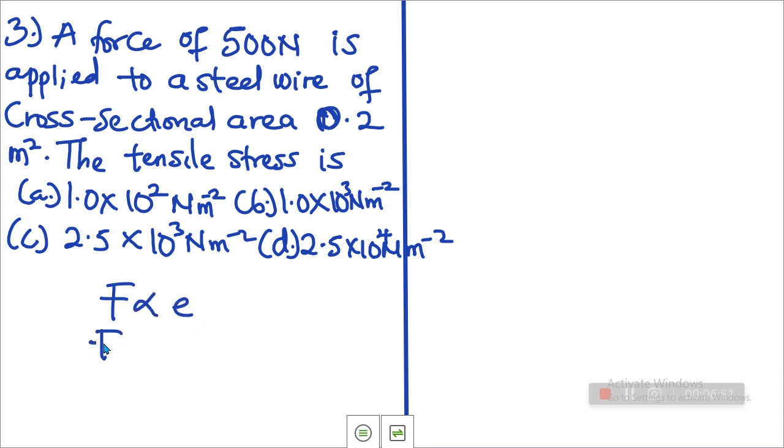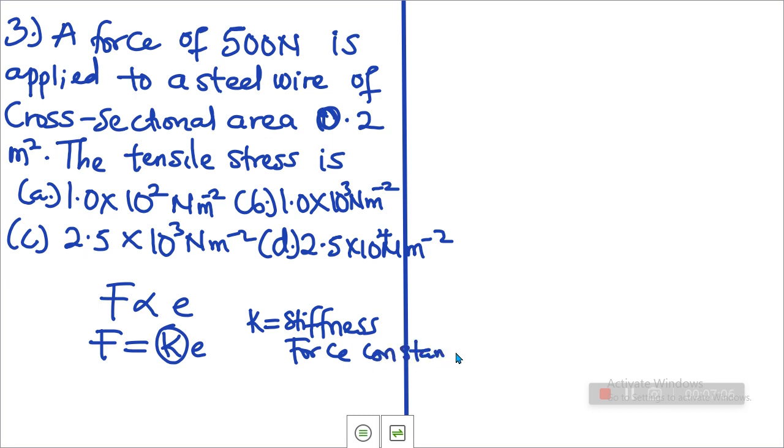So we are now going to find F is equals to what? Ke. Now what is the meaning of this K? This K is the stiffness, also called the force constant. I just want to give you a brief overview. Now here we have what we call the Young modulus.